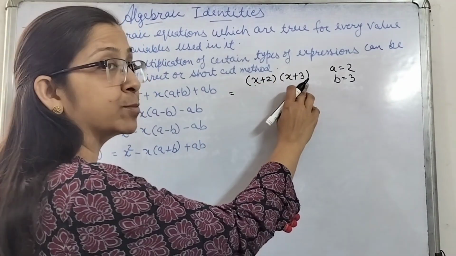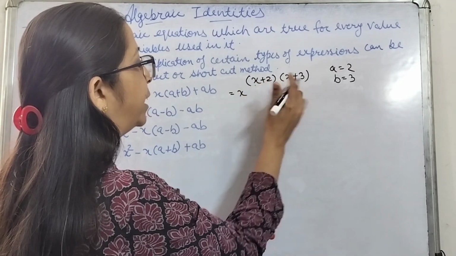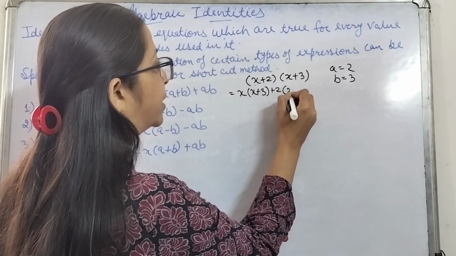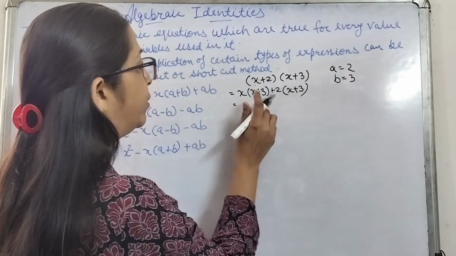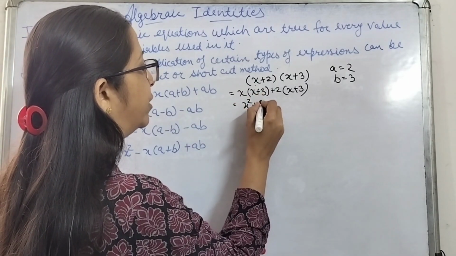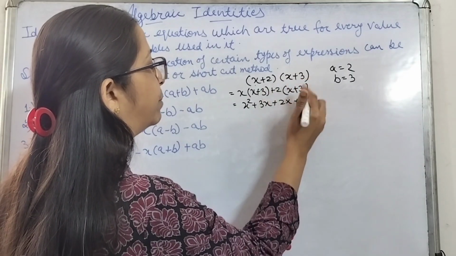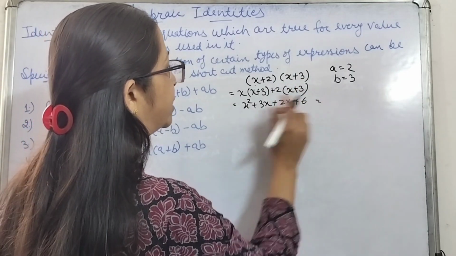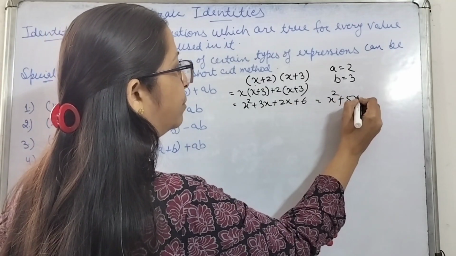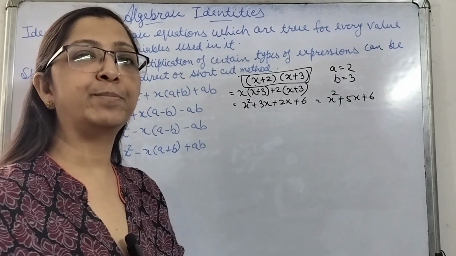x will be multiplied by x plus 3 and 2 will be multiplied by x plus 3. So x multiplied by x plus 3 plus 2 multiplied by x plus 3. If we solve it further, x multiplied by x will be x square, x multiplied by 3 will be 3x, plus 2 multiplied by x will be 2x, plus 2 multiplied by 3 will be 6. So it is x square plus 3 plus 2, which is 5x, plus 6. This is the product of x plus 2 multiplied by x plus 3.